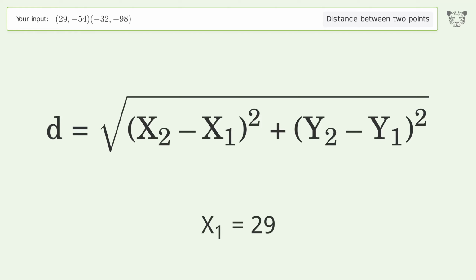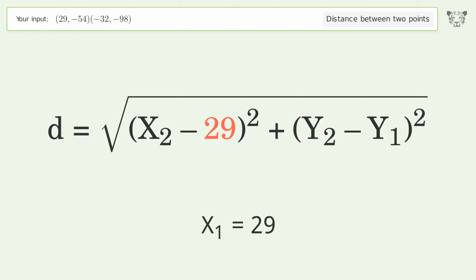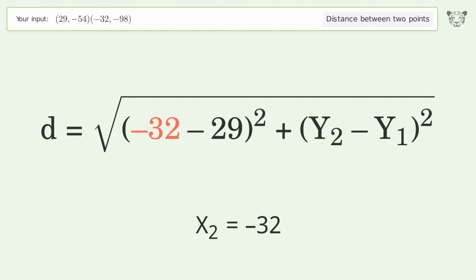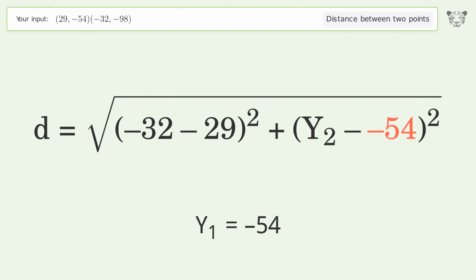x1 equals 29. x2 equals negative 32. y1 equals negative 54. y2 equals negative 98.